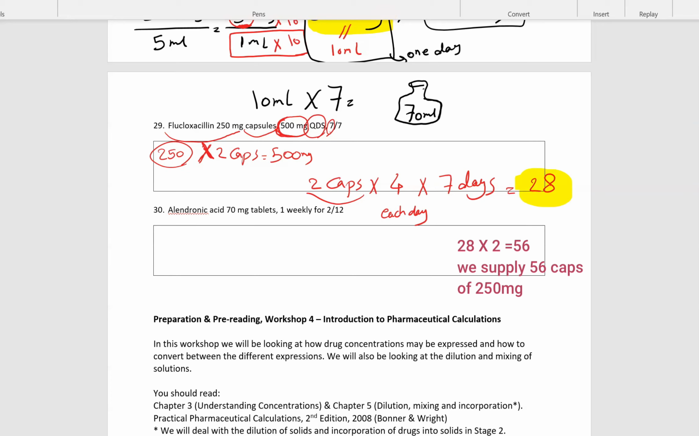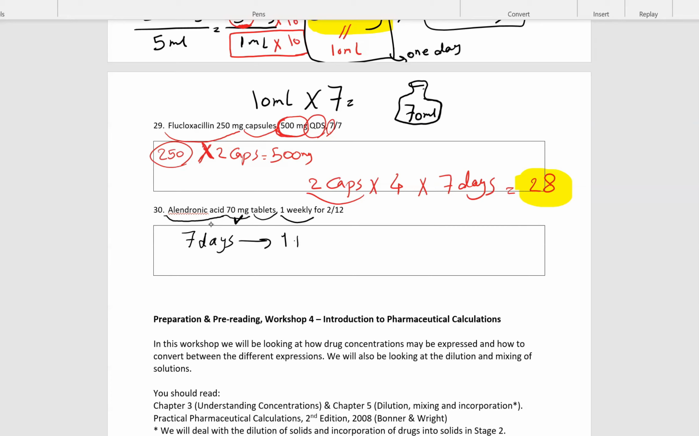In this patient, we need to supply alendronic acid, that's an osteoporosis medication. Each tablet is 70 milligrams. We just want to give the number of tablets, so we are not going to talk about the strength, but 1 weekly. So every 7 days we have to give 1 tablet.